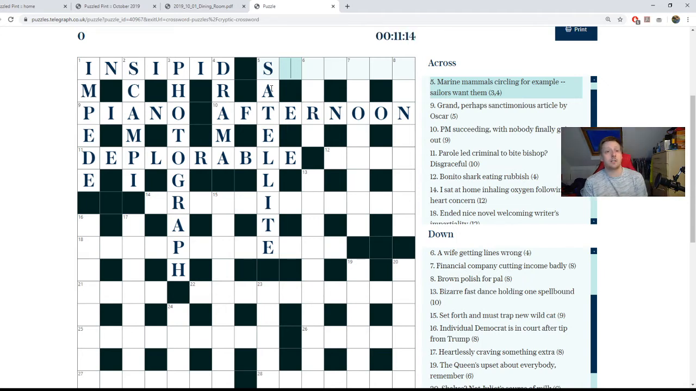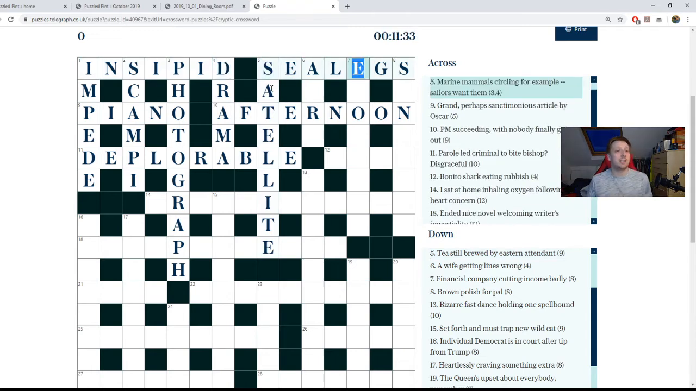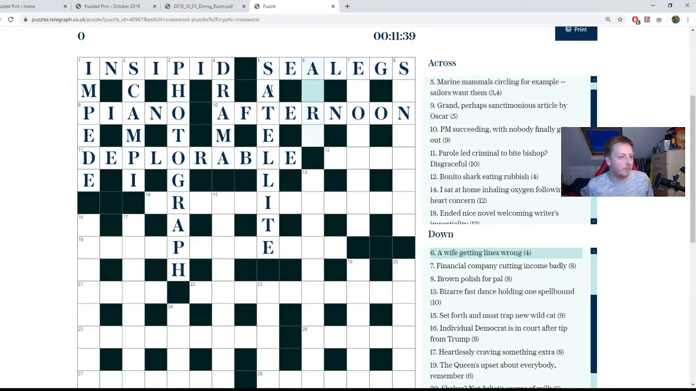In Lithuanian, satellite translates as escort. That is a lovely fact. The marine mammals in this case are seals. And, for example, means e.g. Like, for example, e.g. And so if you put seals around that, you get sea legs, which is definitely what a sailor wants. And hello, Chris. Hello. You are correct, sea legs.